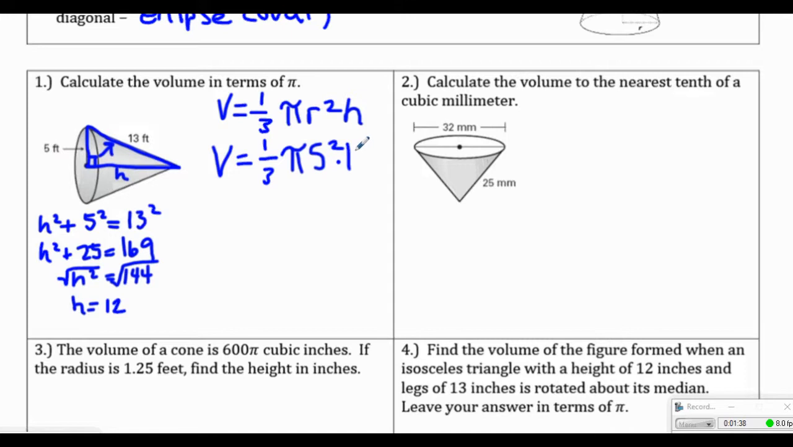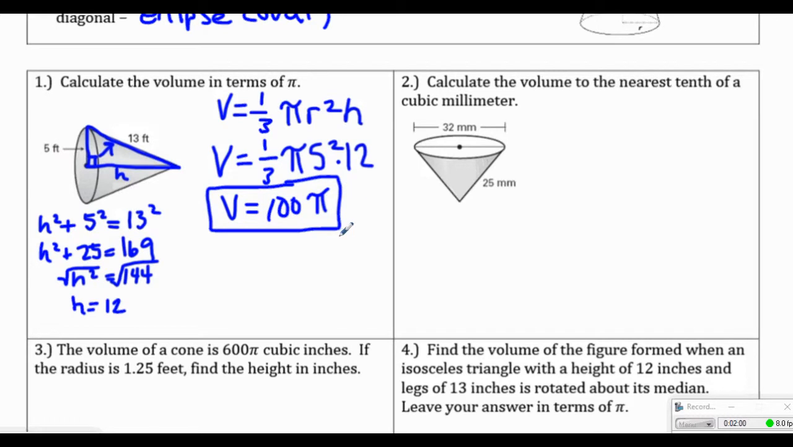So I go back and I'm going to plug in 12 for the h. Now, when you're writing your answer in terms of pi, remember, when you put this in the calculator, just don't type pi. So I'm typing in 1 divided by 3 times 5 squared times 12, and I get 100. So it's 100 pi.